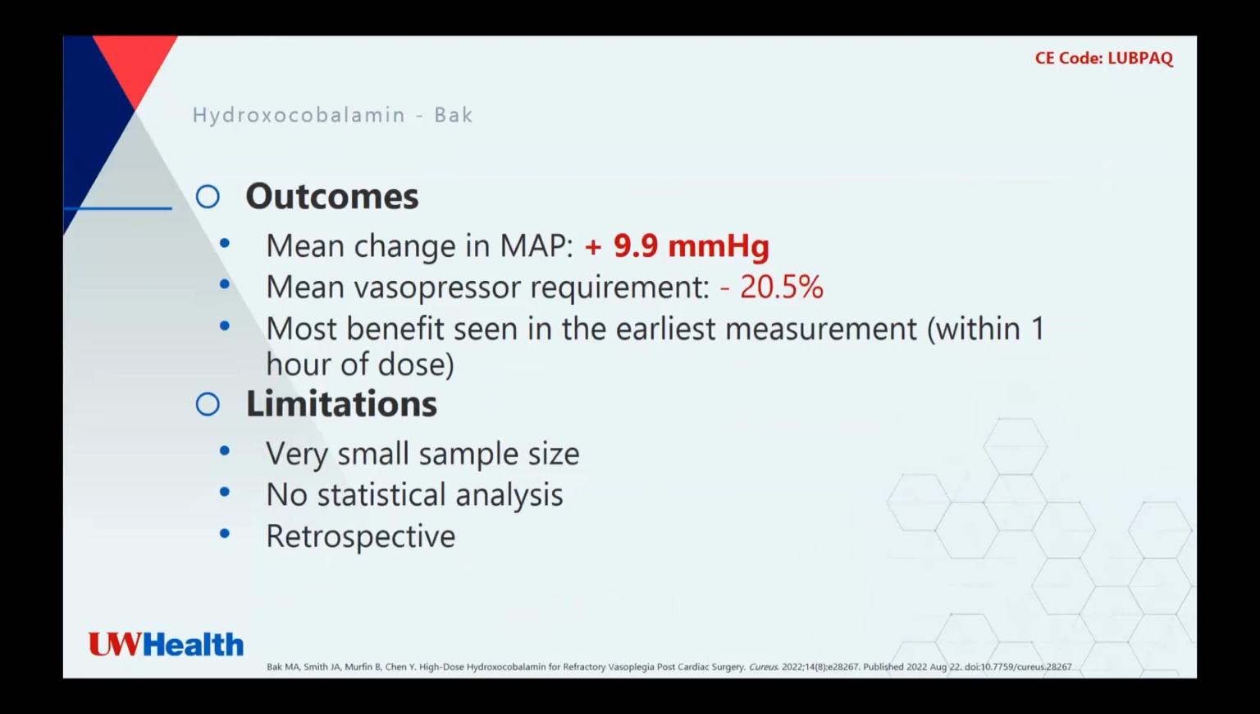These investigators found that the mean change in MAP was almost a 10-point increase, and the mean vasopressor requirement decreased by about 20%. Most of this benefit was actually seen in the earliest measurement post-administration, so within that 1 hour of getting the dose. But despite these promising outcomes, I think it's important to remember some limitations, as always. There was no statistical analysis because of the super small population size. So again, it's hard to externally apply this retrospective data.